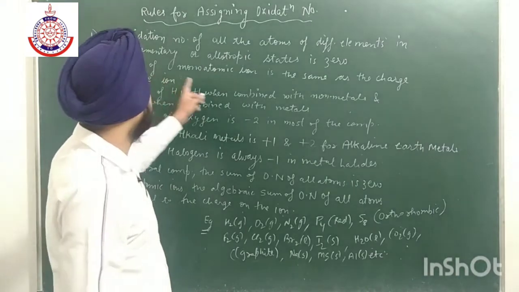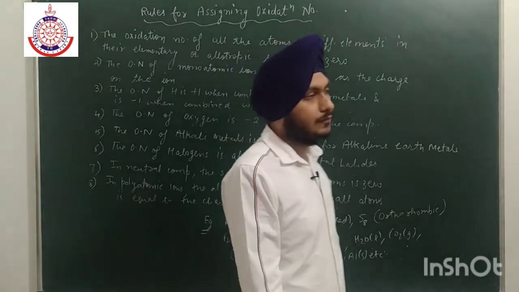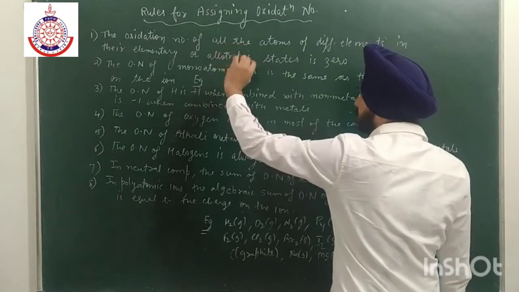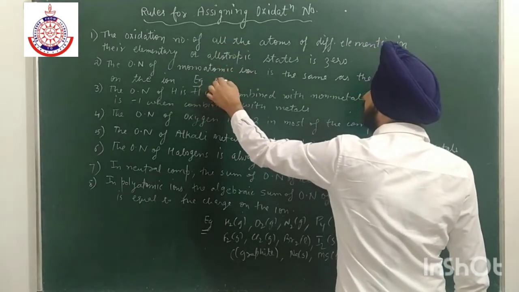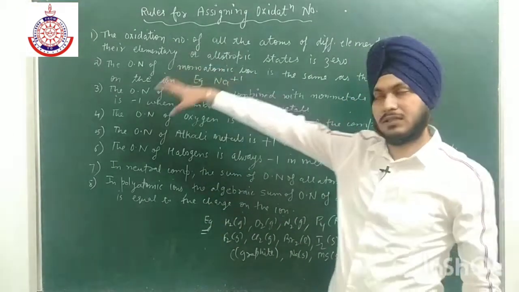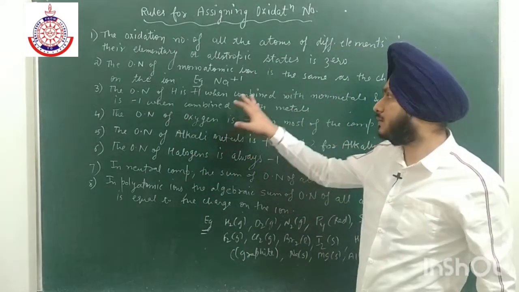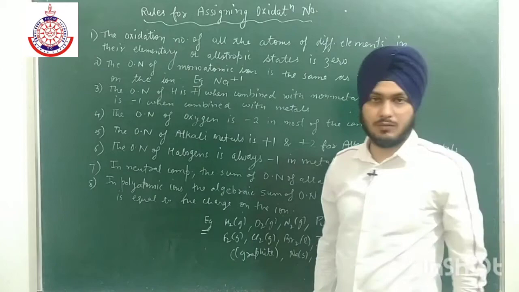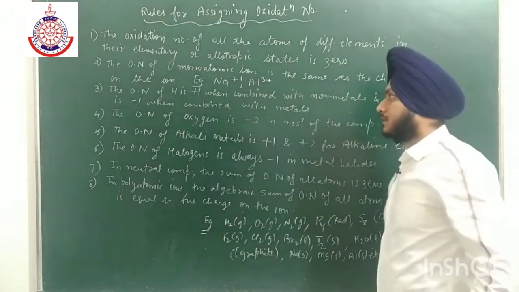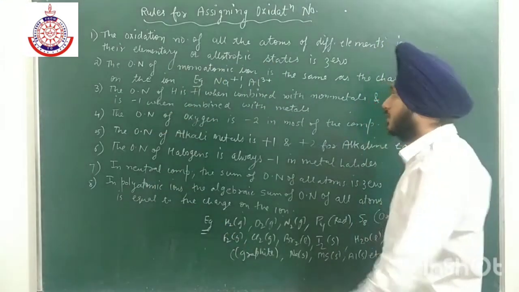The second rule is: the oxidation number of monatomic ions is the same as the charge on the ion. For example, if we have a monatomic ion, we are talking about an ionic compound. So, if we have Na+, then the charge is +1, and its oxidation number is also +1. Oxidation number is taken to be equal to charge. This is only in case of monatomic ions. For example, aluminium as Al3+: its charge is +3, then its oxidation number is also +3.